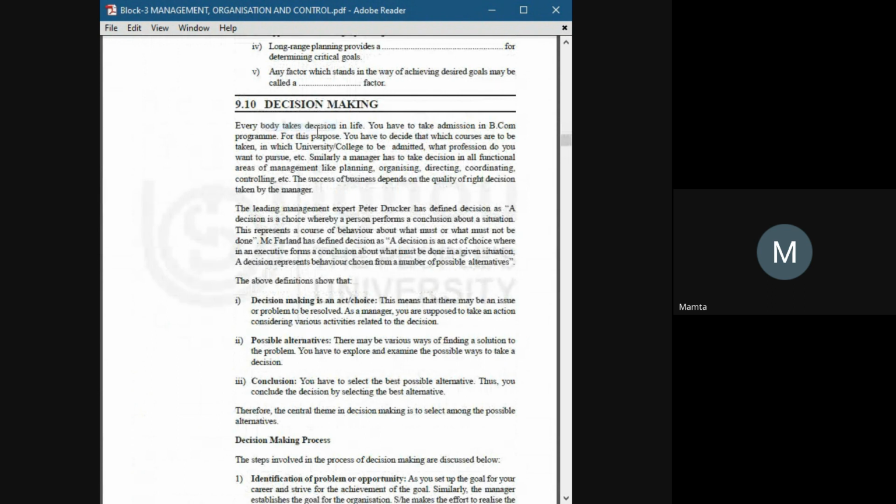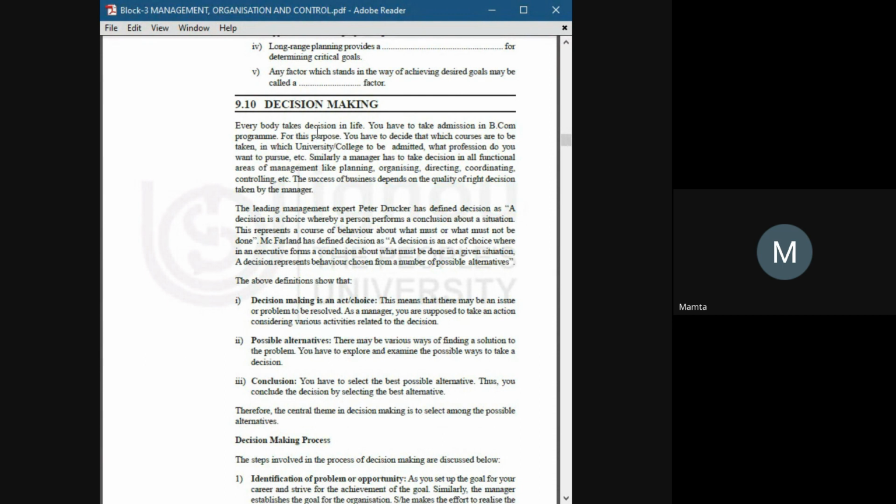So every manager needs to take some decision for their firm in their lifetime in an organization. It's a part of a managing job. Every manager has to take some decision at a point of time, and it is a skill. Decision making is a skill every manager should have.